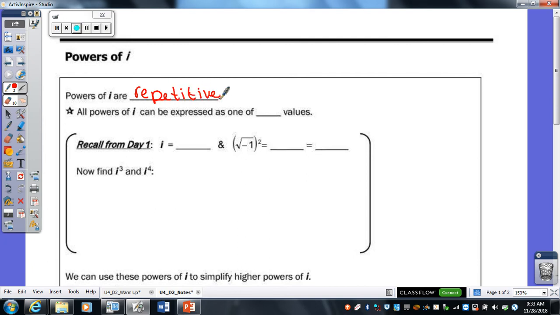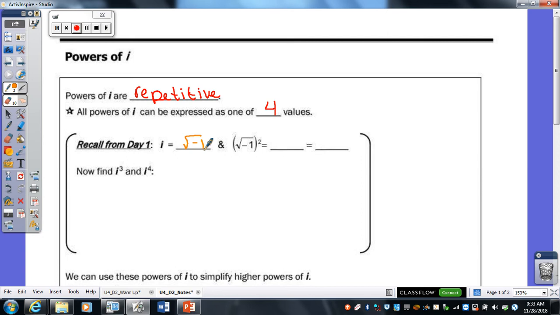So what happens with our I is you'll get i's to some really large exponents. What we need to do is simplify them down, and when we do that, they repeat a pattern. All powers of I can be expressed as one of 4 values, and it just keeps repeating through this pattern of those 4 values over and over and over again. So recalling from last class, I is the square root of -1.